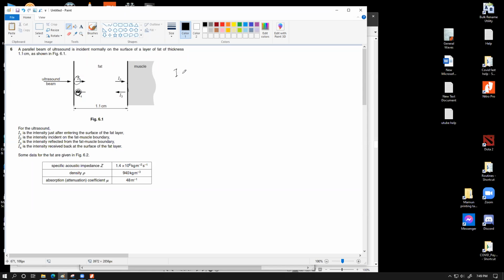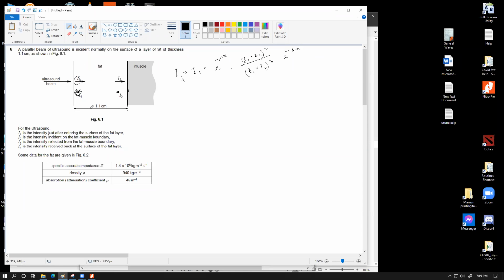These three reductions can be given by, let's say if I get I4 in terms of I1, the first thing that you get is e to the power minus mu x, that's for the going thickness. Then you get another reduction, that is z1 minus z2 whole square divided by z1 plus z2 whole square. This is the reflection reduction. And then you have the thickness reduction once again, e to the power minus mu x. So that's what happens for the incoming intensity.